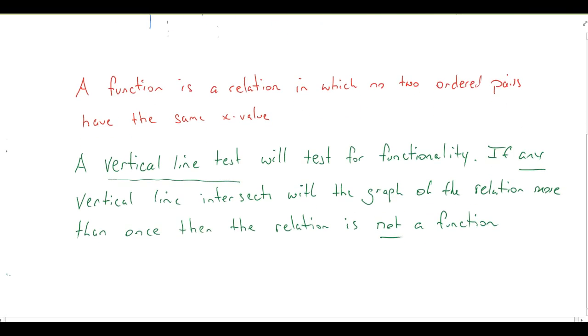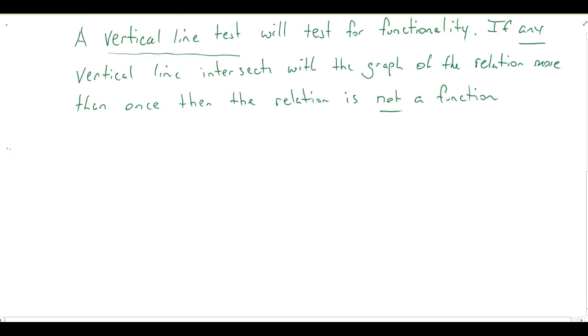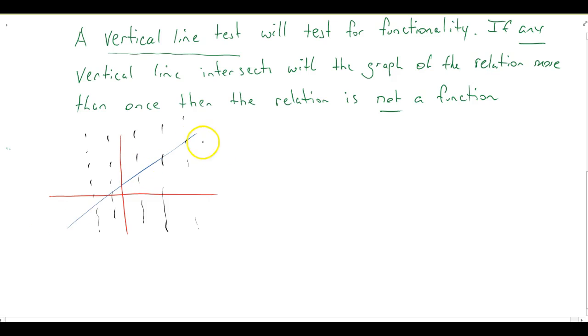If any vertical line intersects with the graph of the relation more than once, then the relation is not a function. So for example, let's have a look at some graphs that you will be familiar with. Let's take a straight line graph. Now a vertical line test here is really just imagining drawing vertical lines at any point. If I make more than one intersection with this, then I don't have a function. However, I don't make more than one intersection, so this is a function, because for every x value there's a unique y value. There are no two points with the same x value.